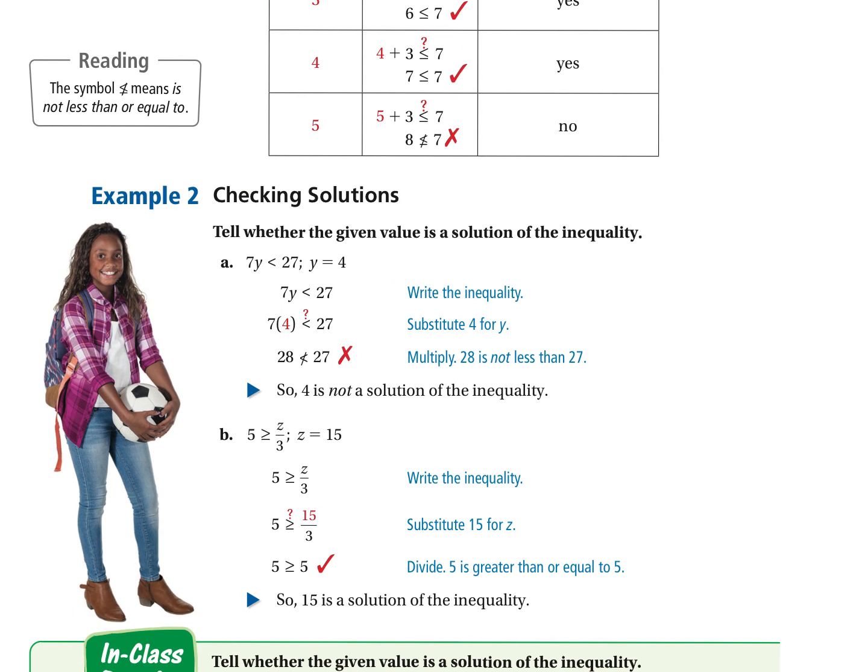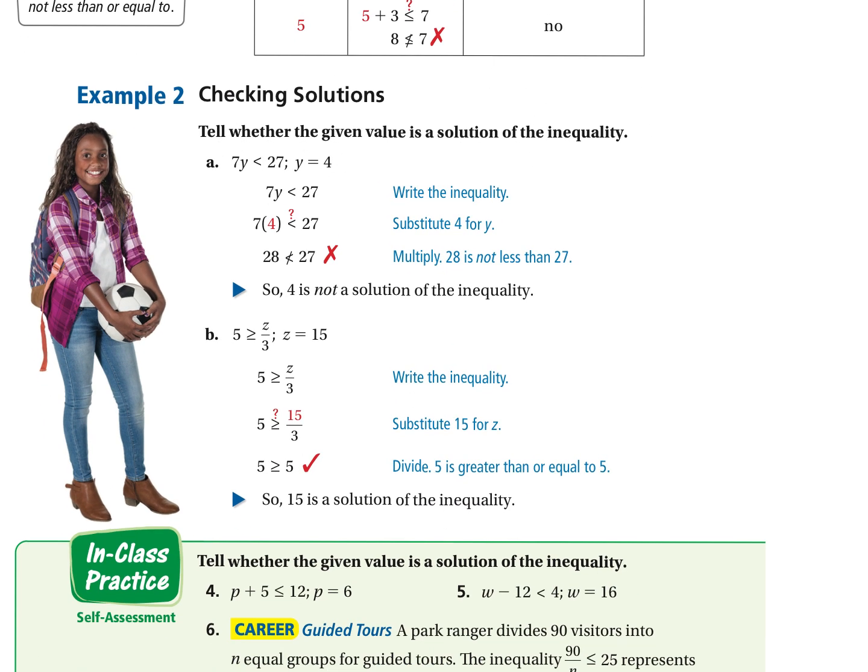Okay, so let's go down and look at a couple more examples. We have 7y less than 27. It wants us to use y equals 4. So I would plug in 4 for y. Notice how they put 4 inside the parentheses to show that it is 7 times 4, not 74. Okay, it is less than 27. I'm going to solve this side of the inequality sign. 7 times 4 is 28, which is not less than 27. So I'm going to draw a slash through that to show it is not less than, and it is not a solution.